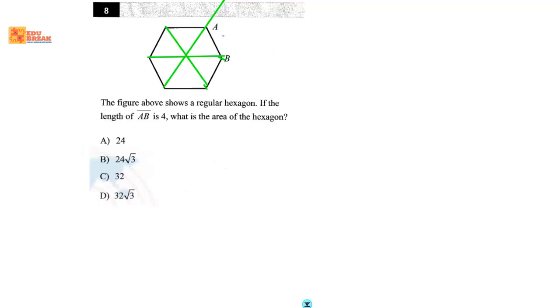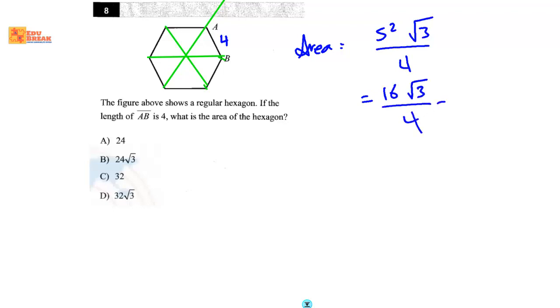Yes, and we have the side length of AB. This length equals 4. We can find the area of one equilateral triangle. You know that the rule for the equilateral triangle is side squared root 3 over 4. It means 4 squared, which equals 16 root 3 over 4, which is 4 root 3.